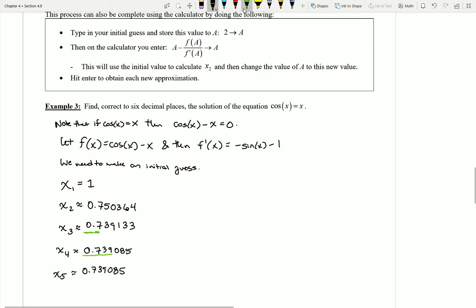So now that all of those values have kind of almost been locked in, I'm going to say that I estimate that x would be roughly 0.739085. Let's go ahead and actually see if this works.